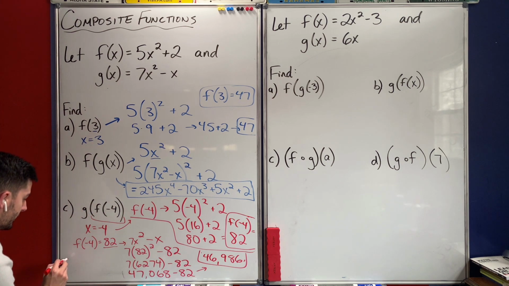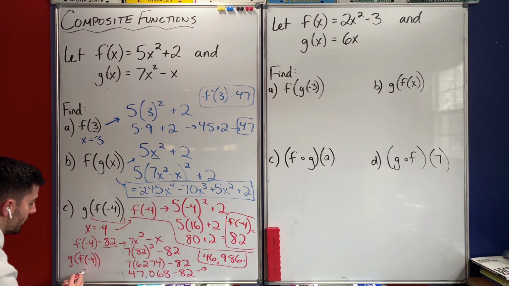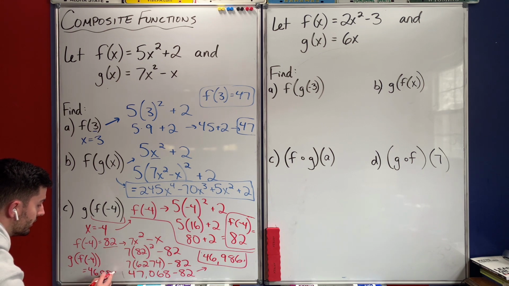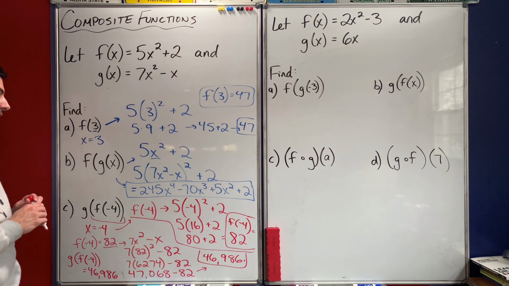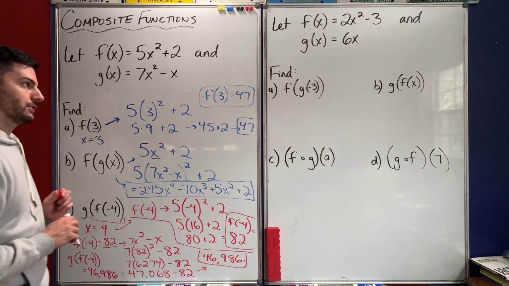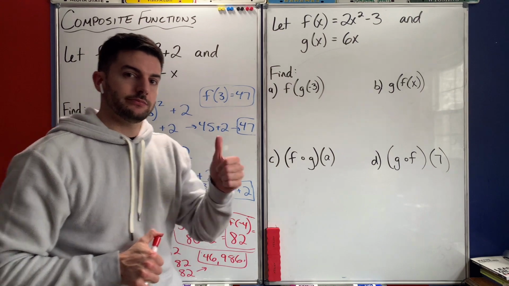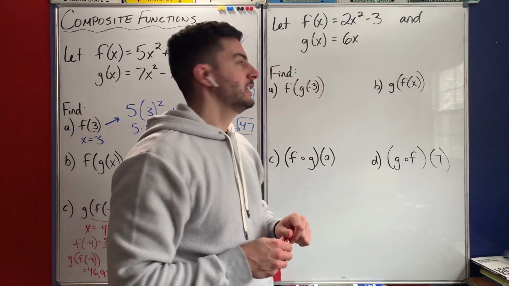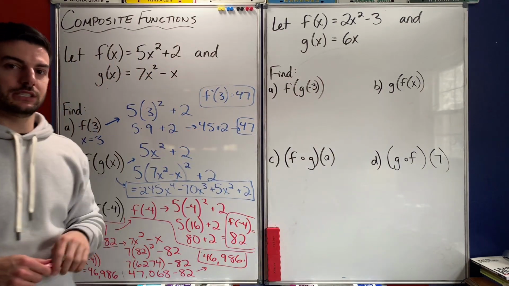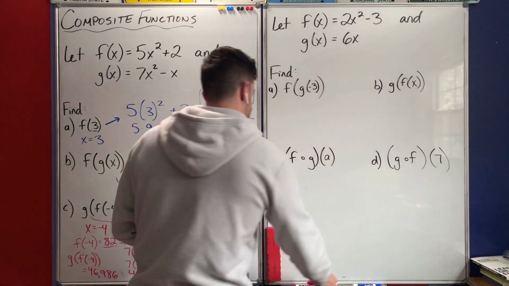So my final answer. I found that g of f of negative 4 equals 46,986, okay? So that's the basics of composite functions. Let's just start with a fresh example, do a few more, and we'll be all set. And this one's a little bit simpler, not as messy of expressions here for f and g.